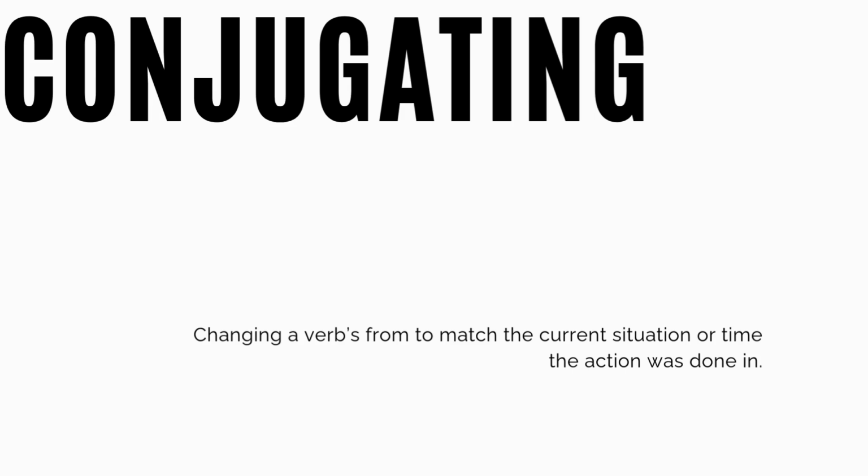Conjugating a verb is when we change the verb's form to match the current situation or time that the action was completed in. This can be very crucial, because if we don't conjugate our verb, our sentences will only work in one dimension, making it hard to communicate with other people.